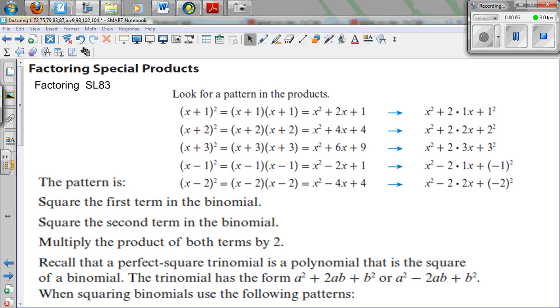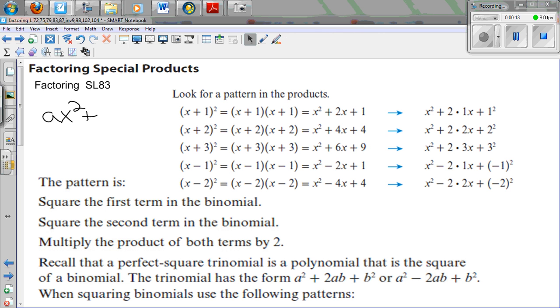Factoring special products. Now that we've been factoring with x squared plus bx plus c terms, where a is just 1, now we need to look at special products, because there are a couple different products or multiplications that are special circumstances which we can, if we recognize them, factor following a pattern and use a shortcut on them.